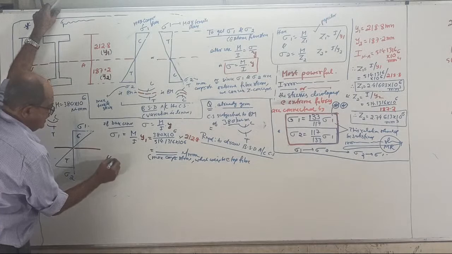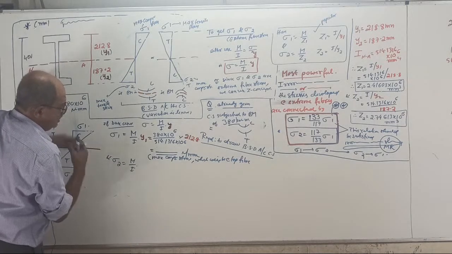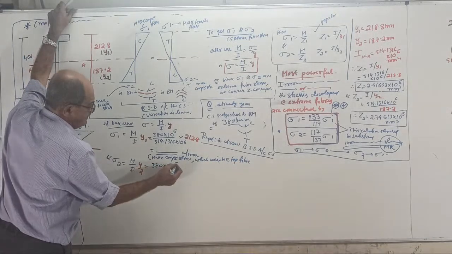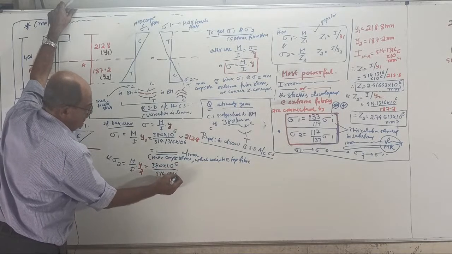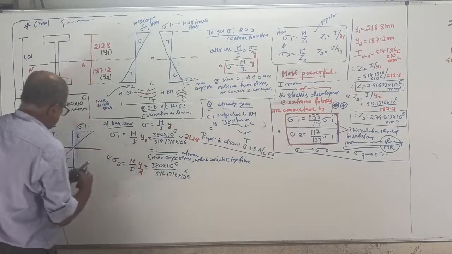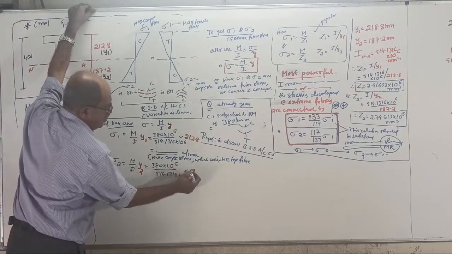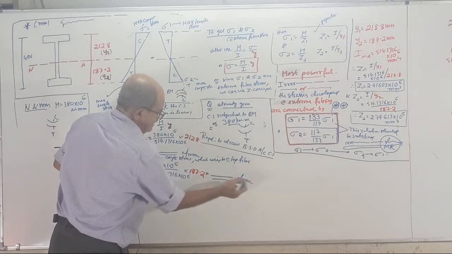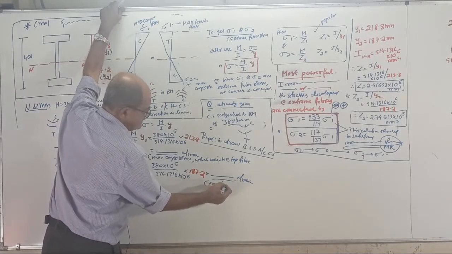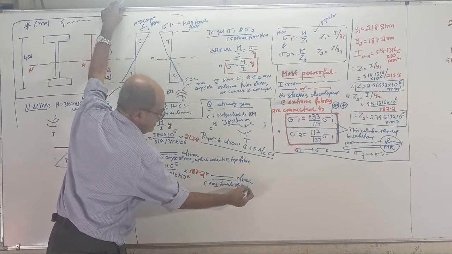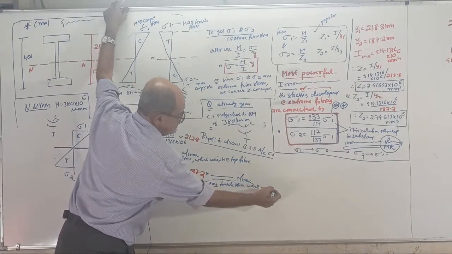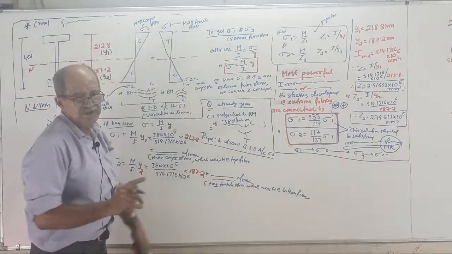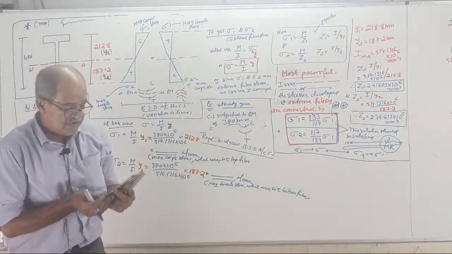And sigma 2 equals M by I into y2, which is 380 × 10^6 divided by 514.1316 × 10^6 into y2, which is 187.2, as you can see here. This will give you sigma 2 in N/mm², and this is the maximum tensile stress, which will be at the bottom fiber. Tell the answer. Third decimal is sufficient for me.